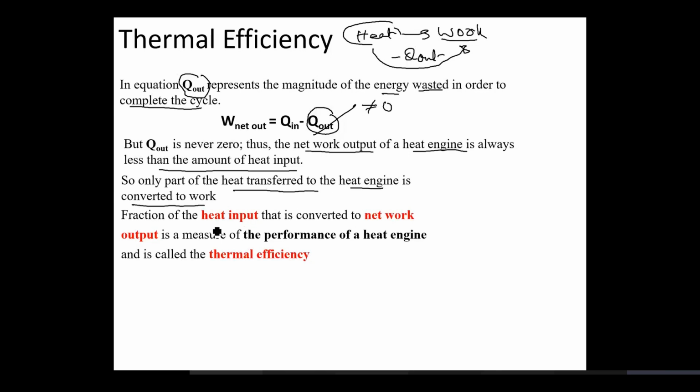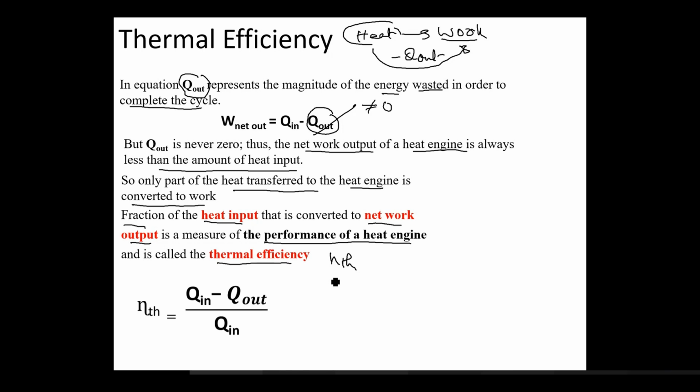How do you define the efficiency? It is the fraction of heat input, which is what you are providing to the system, that is converted into net work output. This is the measure of the performance of a heat engine, and it is called thermal efficiency, normally represented by η_th.